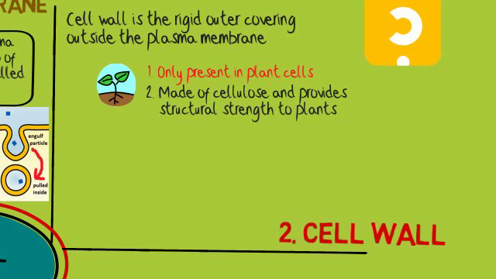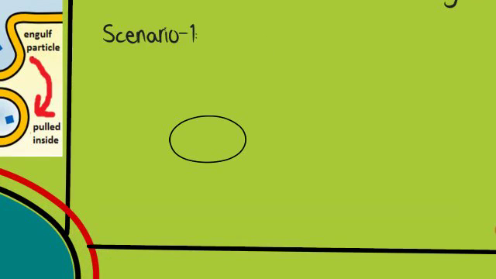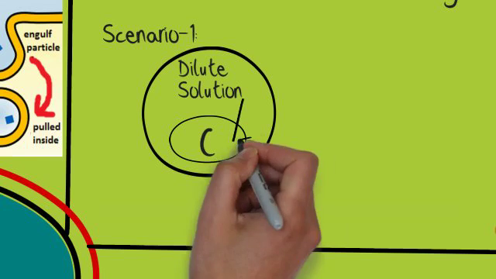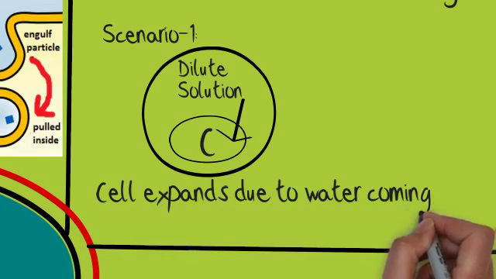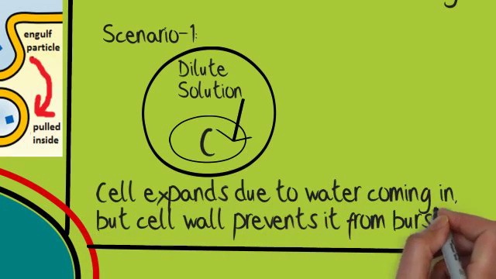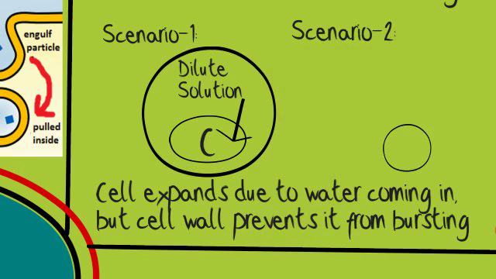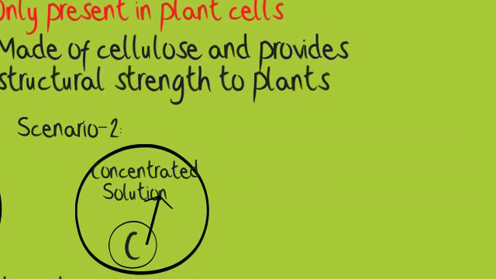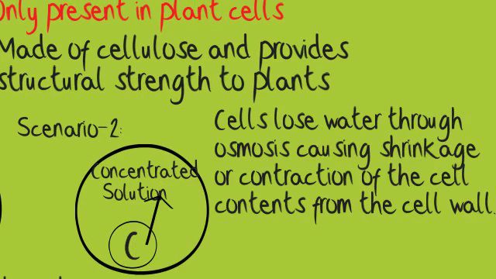So why do only plants have cell walls? Let's consider 2 scenarios. If you take a cell and place it in a solution that is much more dilute than the solution inside, the cell expands due to water coming in. Remember osmosis? But the cell wall will prevent it from bursting. Now look at the opposite case, scenario 2, where the cell is placed in a concentrated solution. The cell starts losing water through osmosis and there is shrinkage or contraction of the cell contents away from the cell wall. This phenomenon is called plasmolysis.